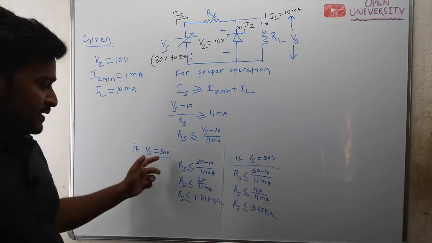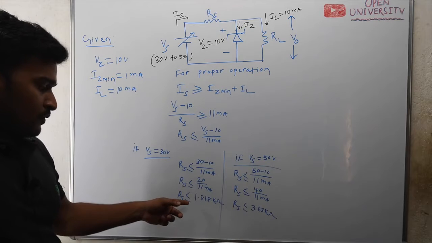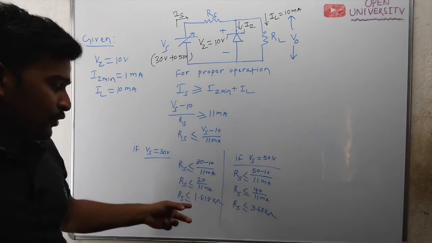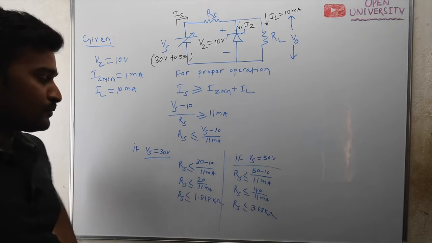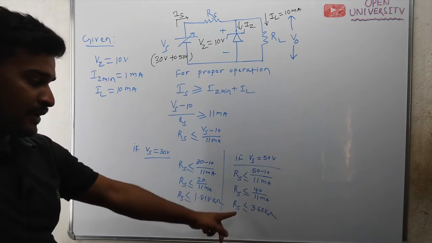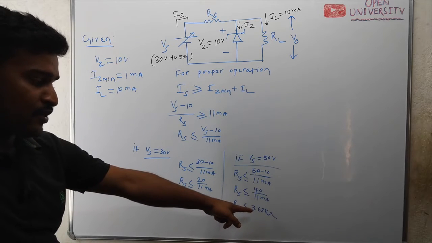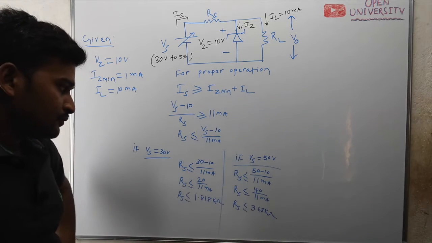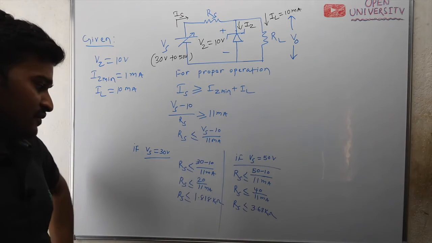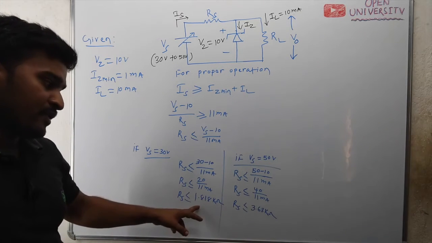So when Vs is 30 volt, Rs should be less than or equal to 1.8 kilo ohm, and if Vs is 50 volt, Rs should be less than or equal to 3.63 kilo ohm. So which value of Rs should be considered?